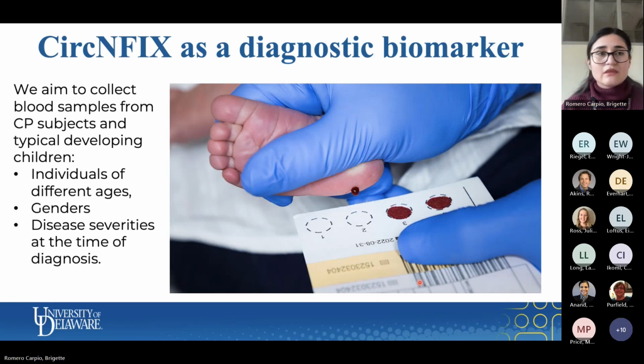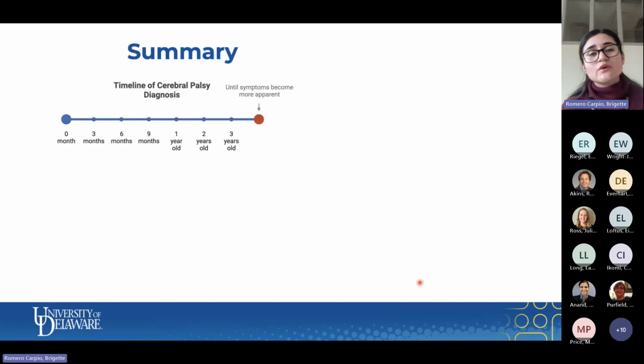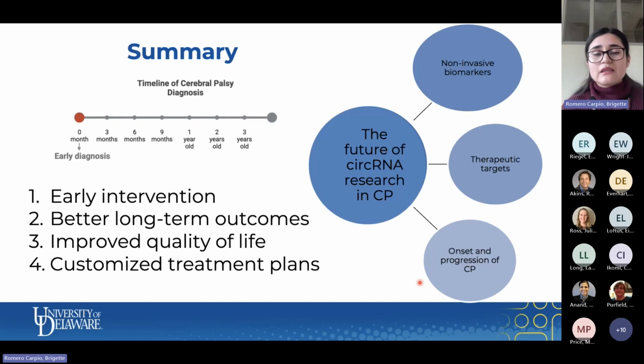In summary, this approach will not only allow us to diagnose the disease early on, but also allow us to do an early intervention, which allows for better long-term outcomes and improves the quality of life of the patients. And of course, it will let us develop customized treatment plans.